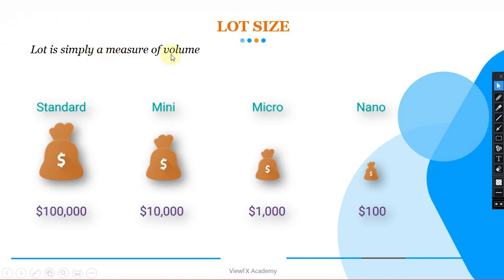So lot is simply a measure of volume. The standard lot has 100,000 units. For example, if I have Euro USD, and then whenever I want to place a trade, I have to choose my lot size. Let me show you what I mean.